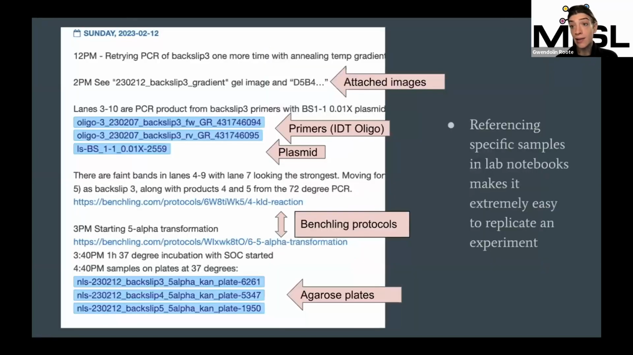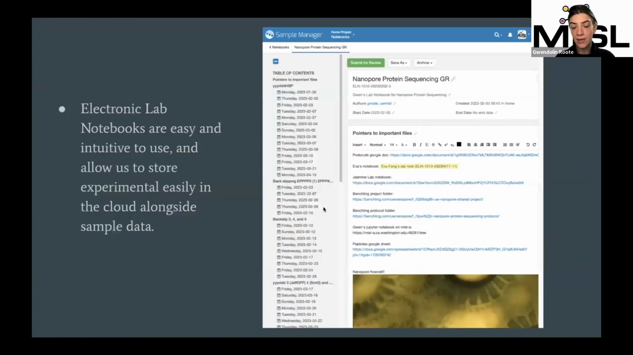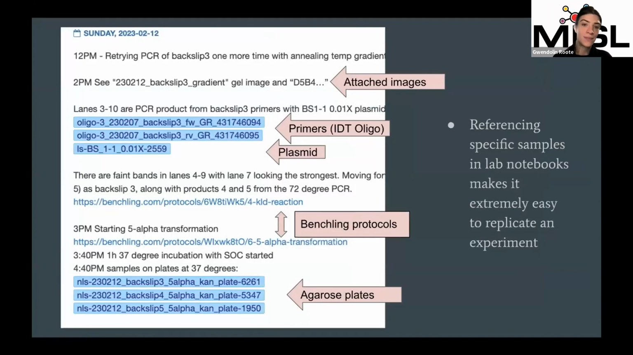You can add a lot of different types of things to these lab notebooks. So you can attach images either in a folder style, where each entry actually has a folder where you can store arbitrary file types. You can also add images in line with the text. As you can see, there's a microscope image of a nanopore flow cell on this one. You can reference sample types.